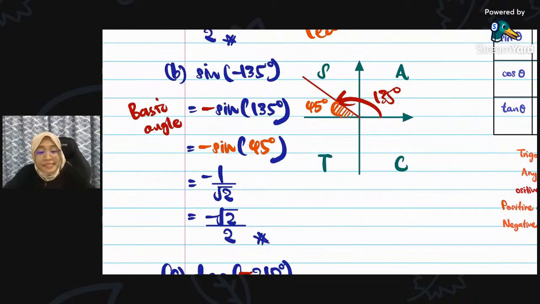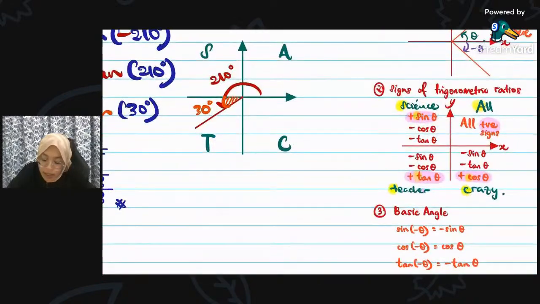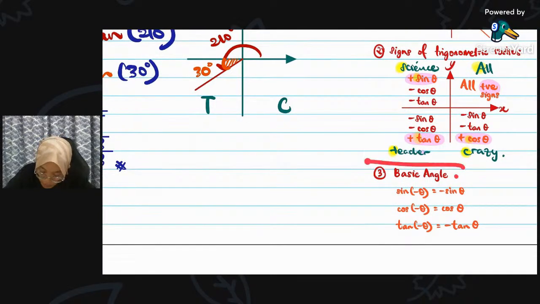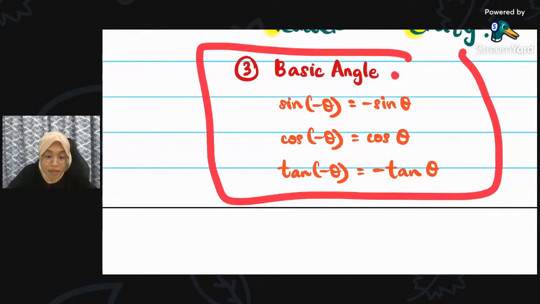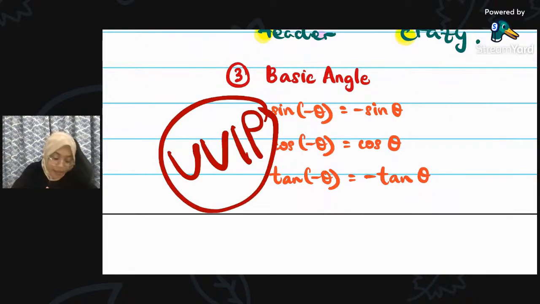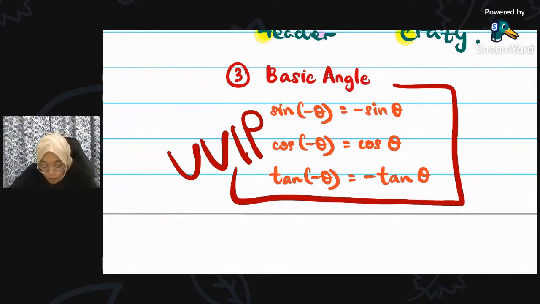Tapi ada 2 cara lah dekat sini untuk lukiskan. Tapi I only want to teach you one method. Okay, saya nak ajar kamu satu method je, which is saya nak pakai basic angle formula. So in my lecture notes and also CAML lecture notes, it's given to you all basic angle. So this basic angle nampak je remeh, tapi dialah sebenarnya VVIP yang unknown, yang kita tak sedar sebenarnya inilah penting dalam exam.